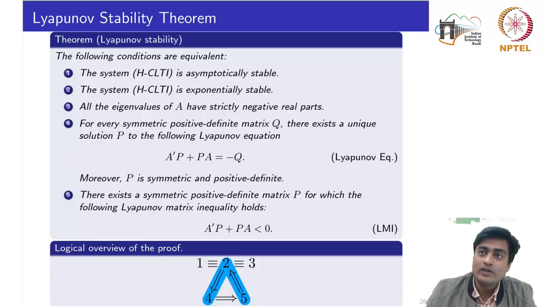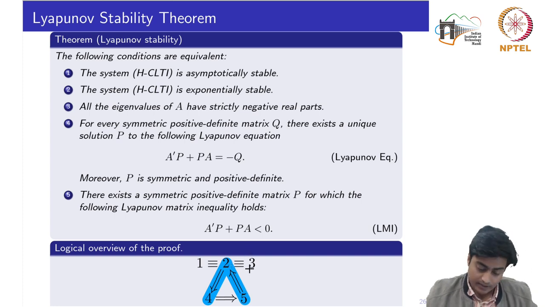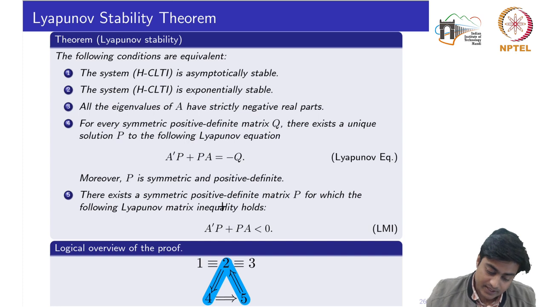Okay, so now we will see another implication, that is 5 implies 2. The statement of 5 reads that we are already provided with the information that there exists a matrix P, which is symmetric and positive definite, satisfying this equation. Now what we need to prove is that having P satisfying this equation implies that the system is asymptotically stable or exponentially stable. Okay, so let's see.